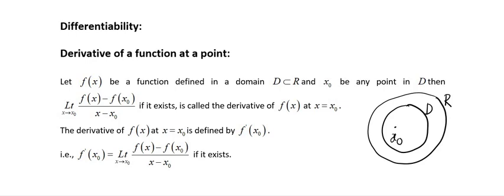The derivative of f of x at x equal to x naught is denoted by f dash of x naught. So, f dash of x naught equal to the limit as x tends to x naught of f of x minus f of x naught by x minus x naught, if it exists. That means the limit of this one is finite and unique. Then we say that this value is the derivative of f of x.